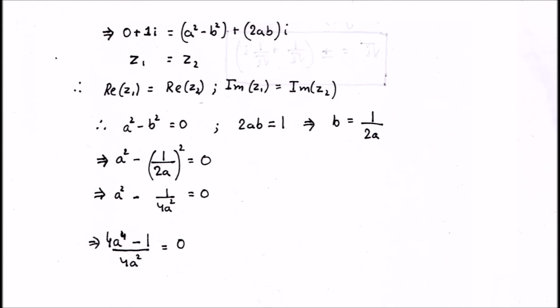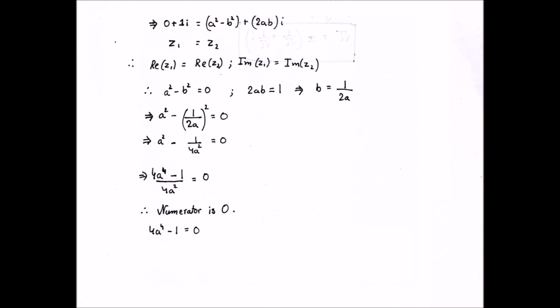Now, for a fraction to be 0, the numerator has to be 0, or the denominator has to be undefined or infinity. So we know that a² or a is not infinity, so we will just take the numerator as 0. So 4a⁴ - 1 = 0. So 4a⁴ = 1, so we will get that a = ±1/√2.